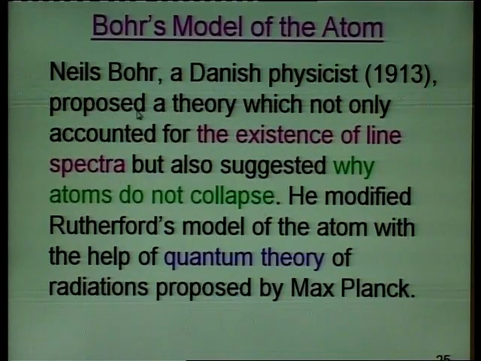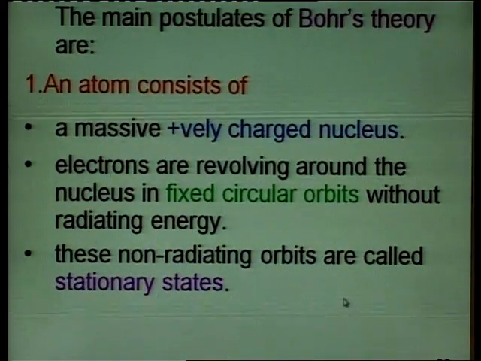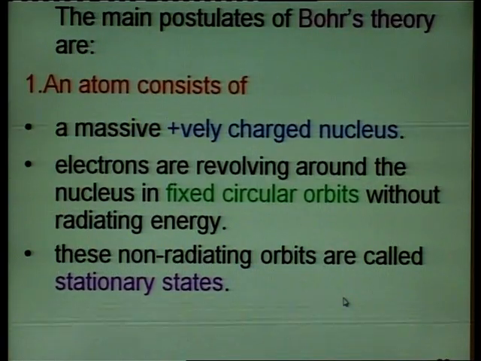Niels Bohr was a Danish physicist, and he proposed a theory which not only accounted for the existence of line spectrum but also suggested why atoms do not collapse. So this model could overcome the drawbacks of the Rutherford's model, that is the existence of line spectrum and why atoms do not collapse, and he modified the Rutherford's model of atom with the help of quantum theory of Planck, Max Planck. Now let us see the postulates of Bohr's theory of atom.